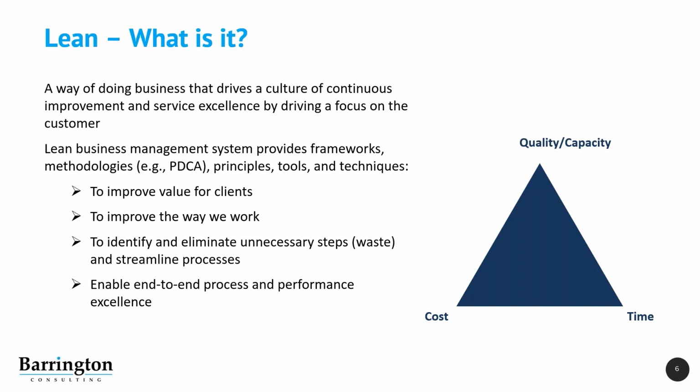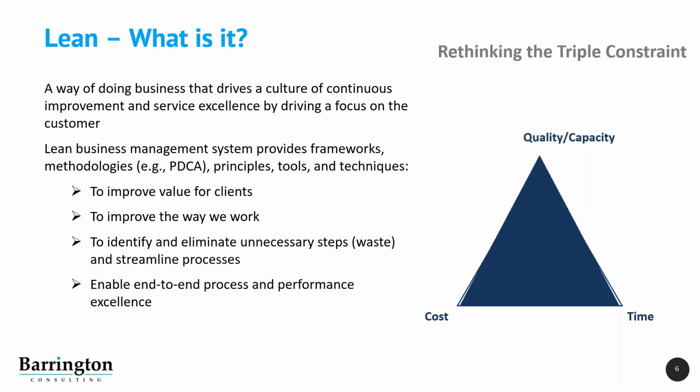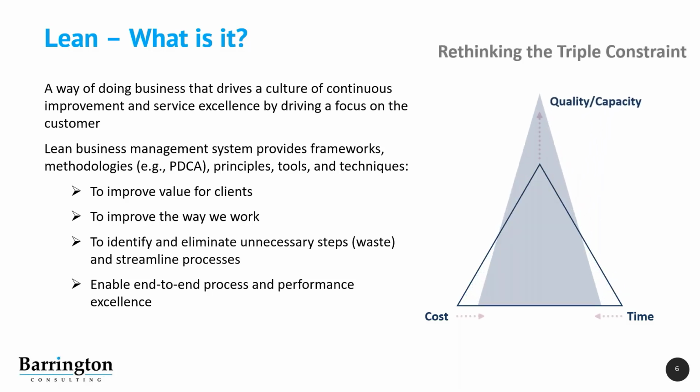For those of you that are project managers out there, or have any PM experience, you might know the triple constraint. Well, what you can see Lean looking to do is increase our quality and our capacity, and reduce the cost and the time required to do that. So that's Lean. Then we have Six Sigma.